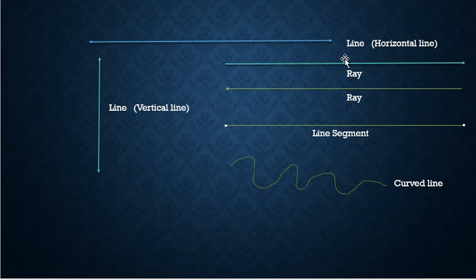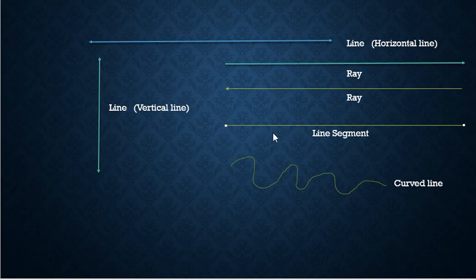Now you can see it's a ray. Why? Because it has one starting point and it will go on in this direction forever, so it is a ray. This is also a ray. This is its starting point and this is the direction in which it will go on and on.